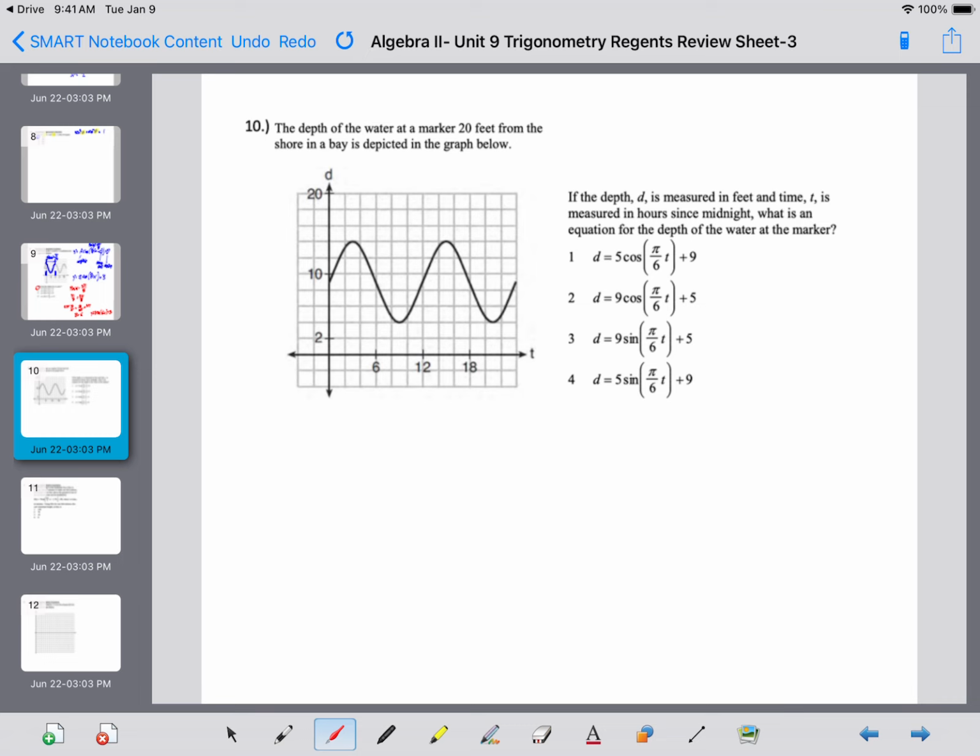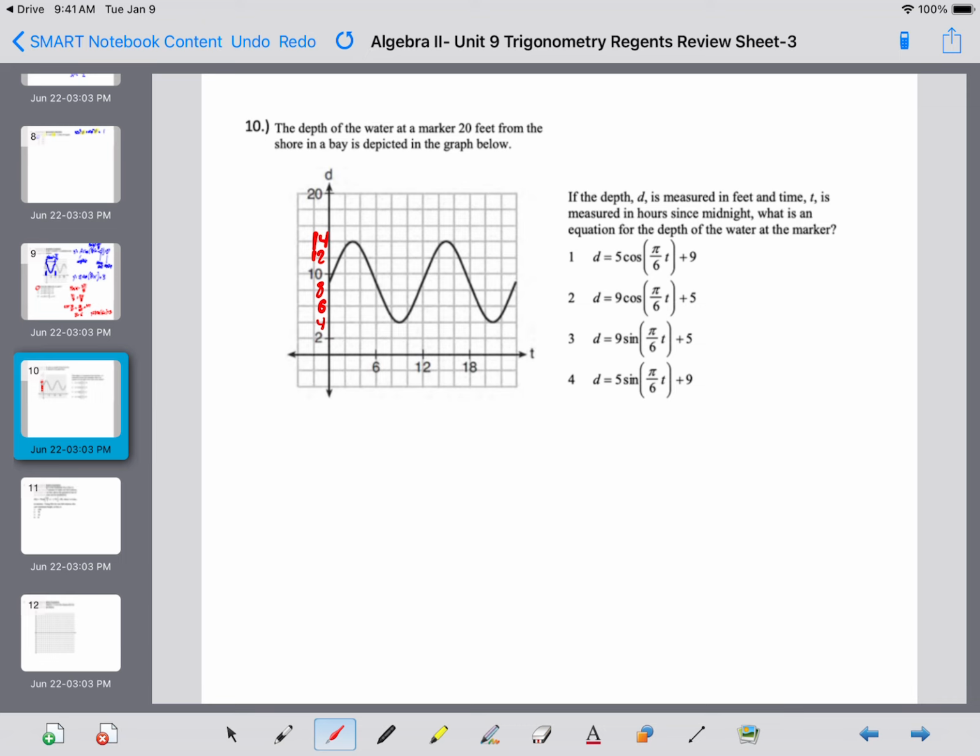The depth of water in a marker 20 feet from the shore in a bay is depicted in the graph below. If the depth D is measured in feet and time T is measured in hours since midnight, what is an equation for the depth of the water at the marker? So first, this is going by what? 2's? So 2, 4, 6, 8, 10, 12, 14.